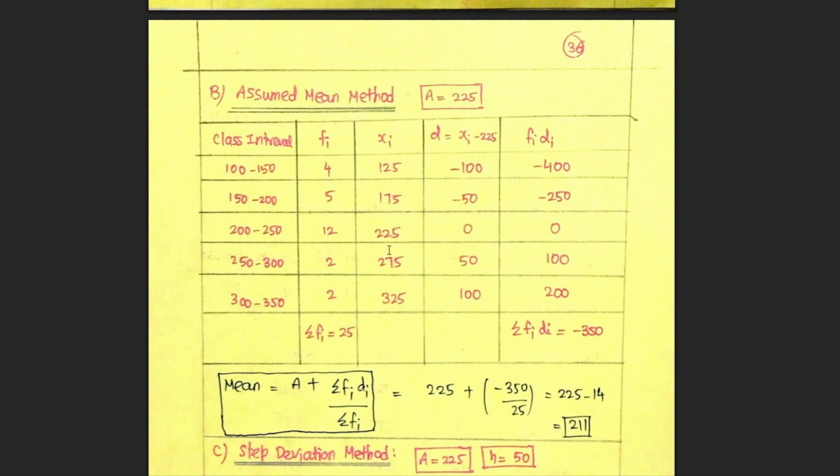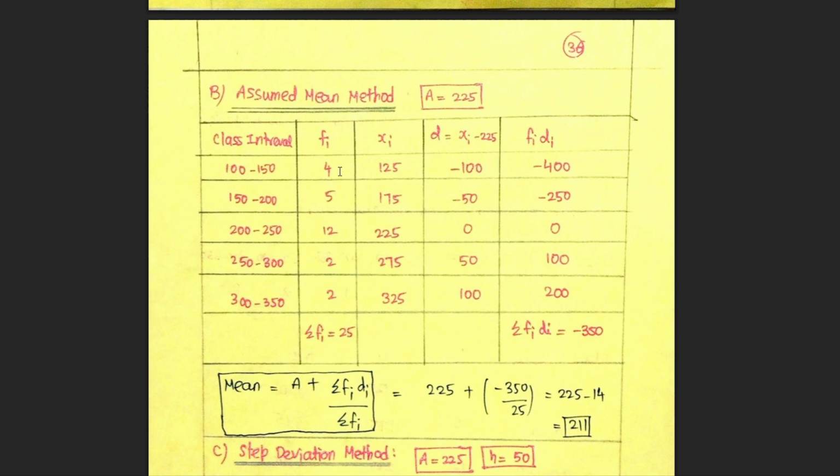Here you have to assume any value. I have selected 225. You can take any value for that matter, not necessarily 225, but I have selected 225. Now you calculate d, which is xi minus 225. So 125 minus 225 is minus 100. Similarly, 175 minus 225 is minus 50. 225 minus 225 is 0. 275 minus 225 is 50. And 325 minus 225 is 100.